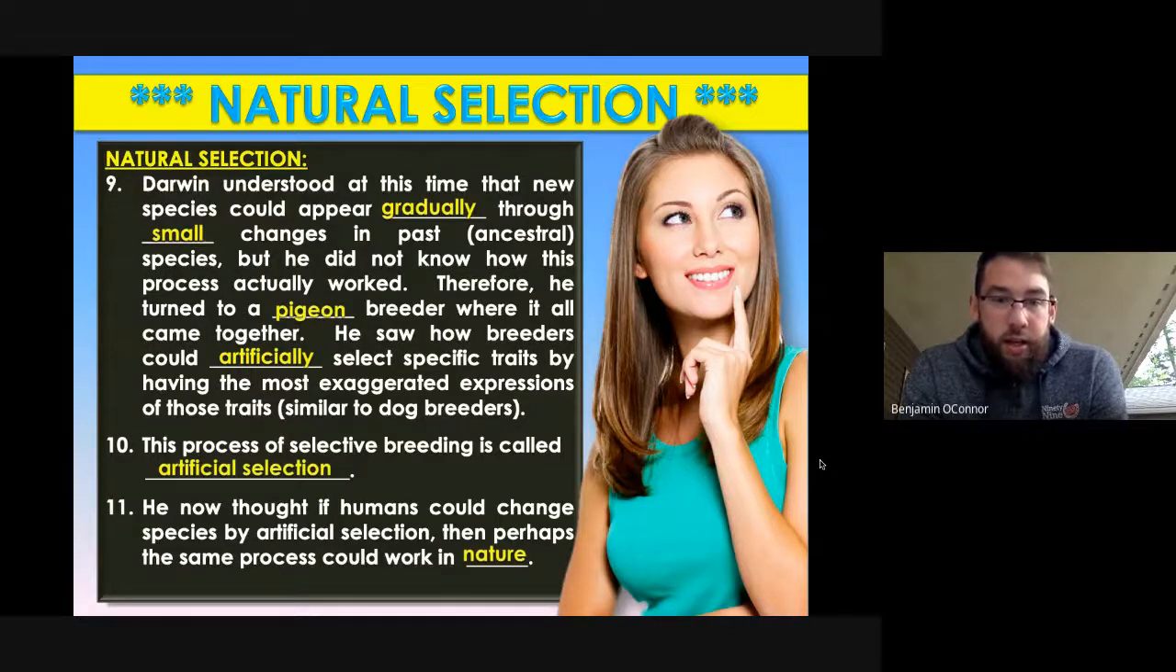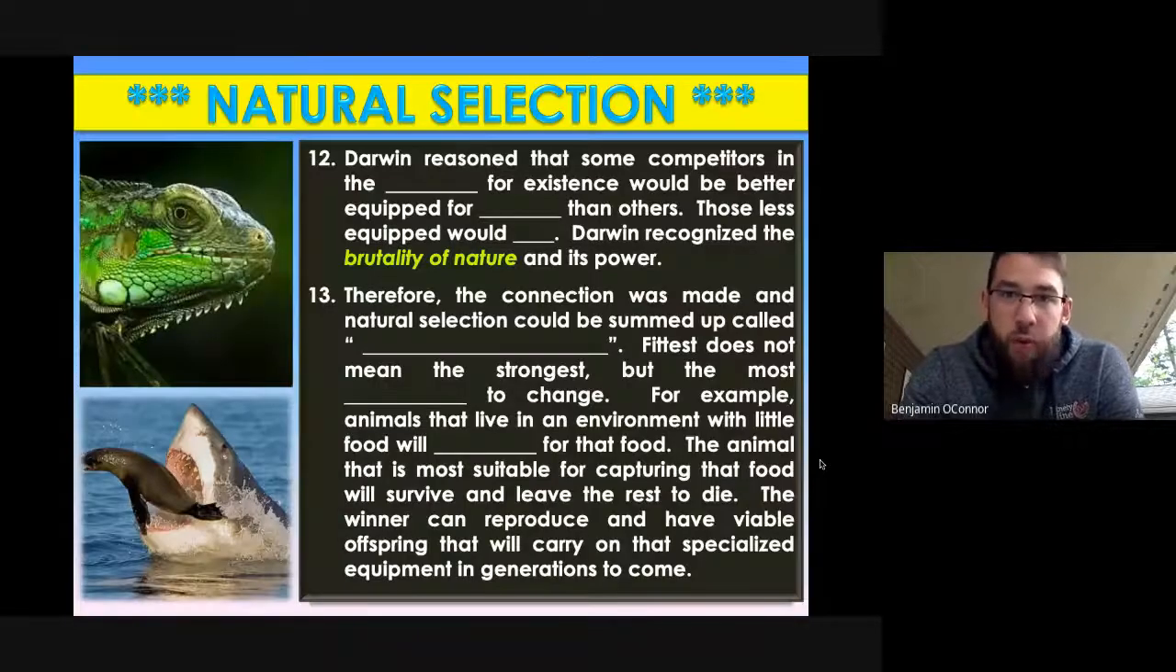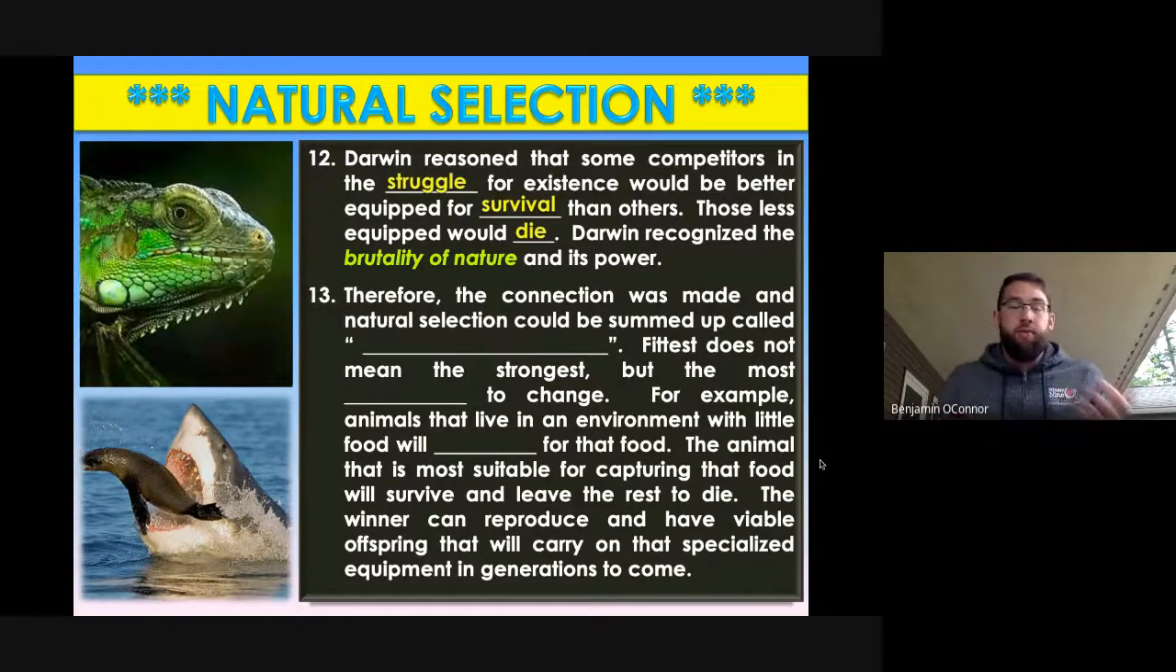He now thought if humans could change species by artificial selection, then perhaps the same could work in nature. And so natural selection, here we are, all right? And so, number 12, Darwin reasoned that some competitors in the struggle for existence would be better equipped for survival than others. Those less equipped would die, all right? Darwin recognized the brutality of nature and its power, all right? And so this is that survival of the fittest.